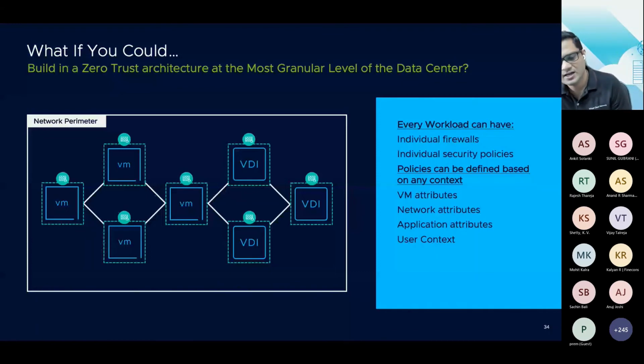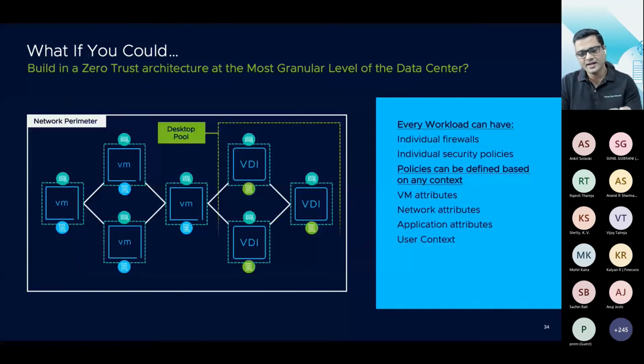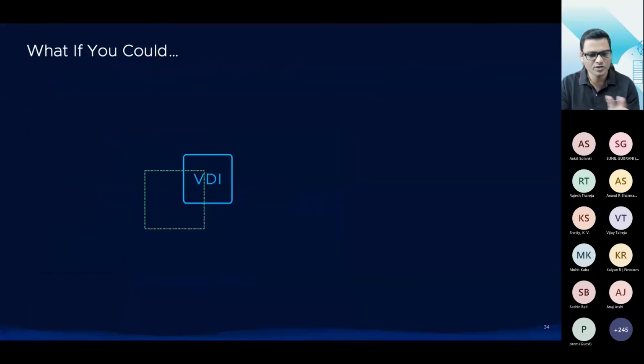And also user context. Maybe there is a laptop which is used by his son for school, and maybe that same laptop is used by him for doing office work, right? So if there's a user context, how is it that you can put policies through all these attributes and define security? So you can logically segregate the VDI pools. Now, all these pools are sitting inside your data center, inside your network perimeter, inside your network firewall, but you can actually make a logical pool.